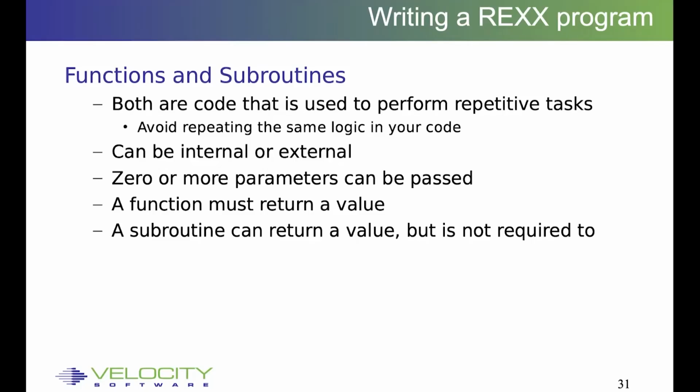A function or a subroutine can be internal or external, meaning it could be part of the program or outside of the program. 0 or more parameters can be passed. A function must return a value, whereas a subroutine can return a value, but it is not required to.